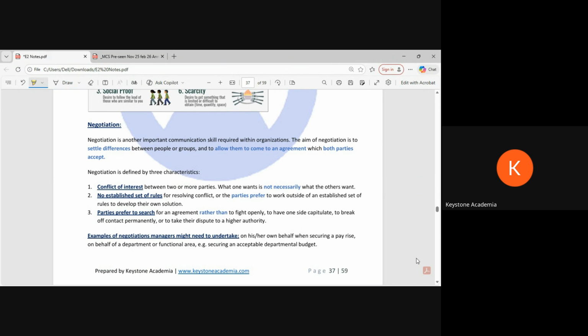Negotiation we just discussed. The negotiation can be between two parties, with conflict of interest and no established set of rules. Parties prefer to search rather than to fight openly. Search for an agreement. Whenever the term negotiation is used, it means both parties are interested to go ahead. A question can be asked such as: we need to negotiate with our suppliers. What should be the things we should be agreeing or disagreeing when we negotiate with our suppliers?